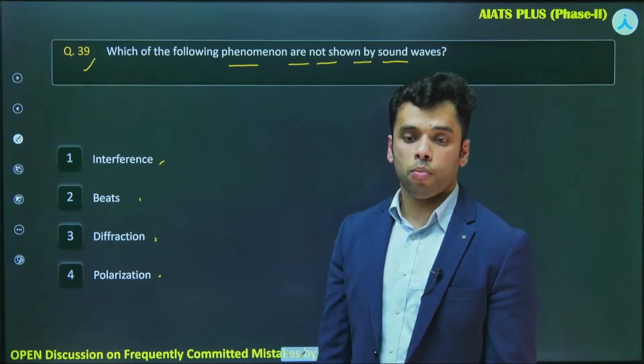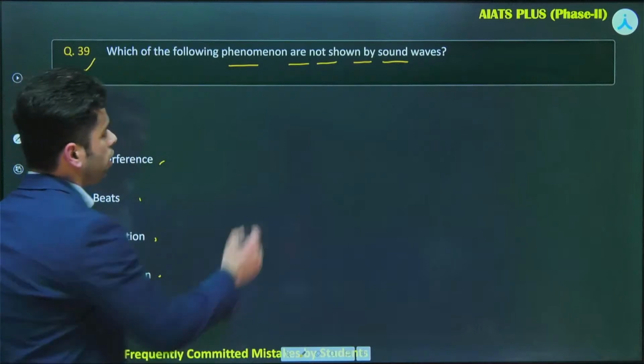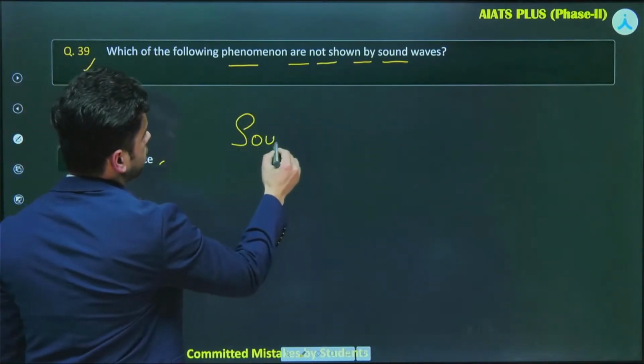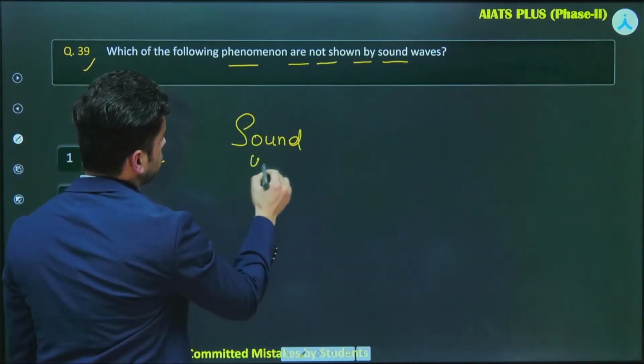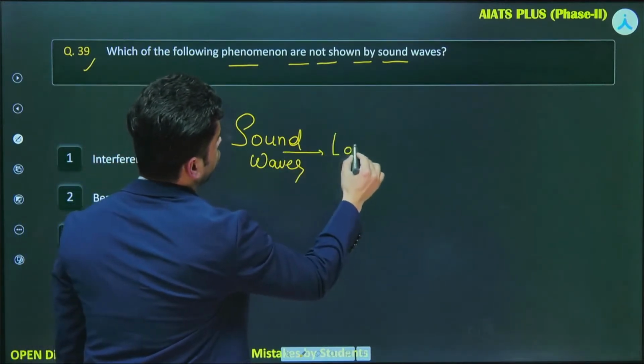T is equal to 2 pi by omega. Yes, very well. Now see, the very basic nature of sound waves is that they are longitudinal. Sound waves, they are longitudinal.